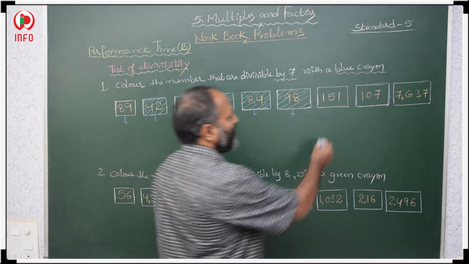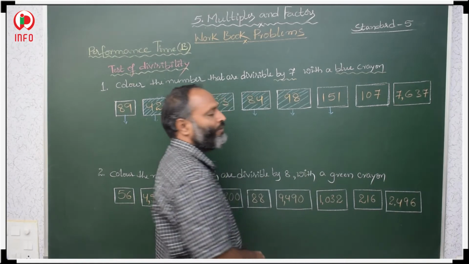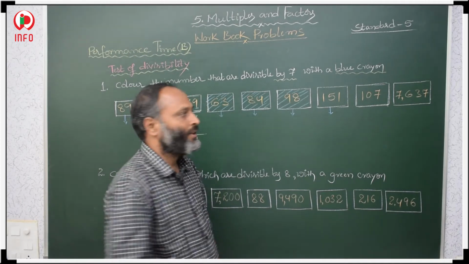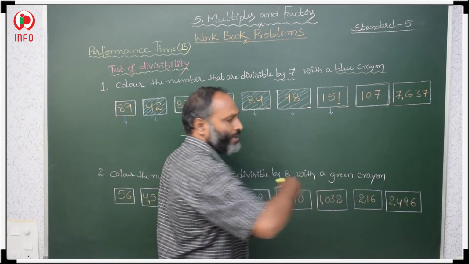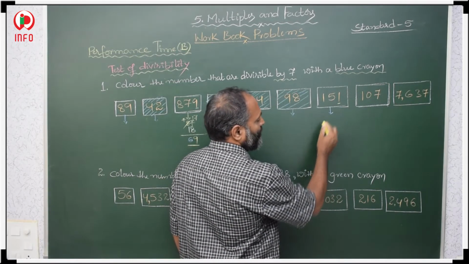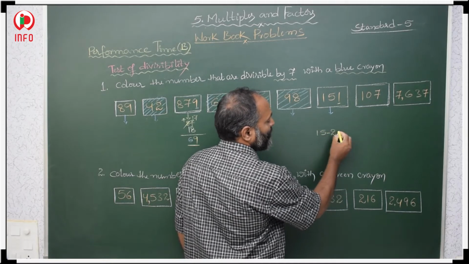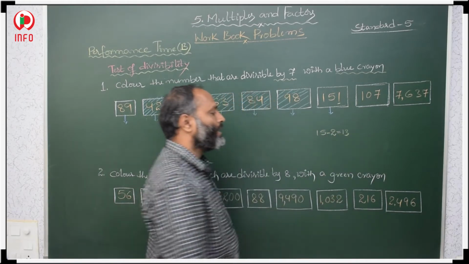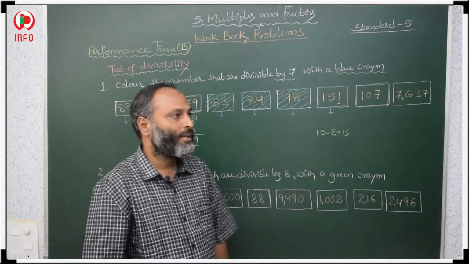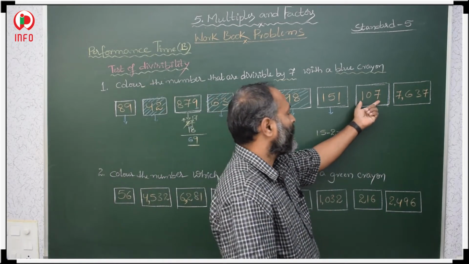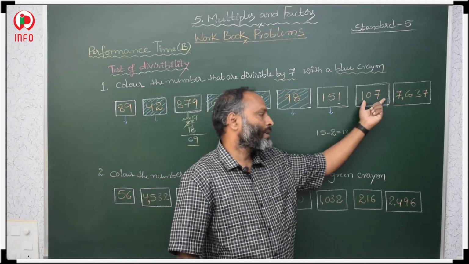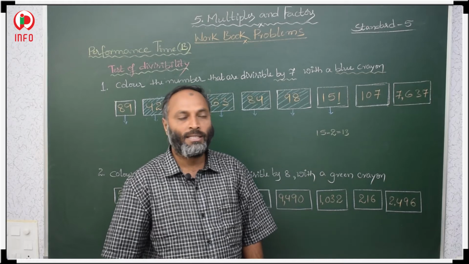Next, we go for the next one. 151. So what we have to do? Again the same condition. We have to double the ones place first. 2 ones are 2. This 2 we have to subtract from 15. 15 minus 2 is 13. 13 is not divisible by 7, so this number is not divisible by 7. Next, here you have to check this number directly, whether it is divisible by 7 or not. It is not divisible by 7.